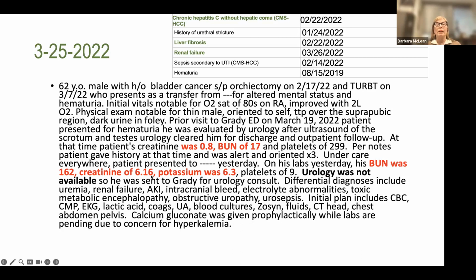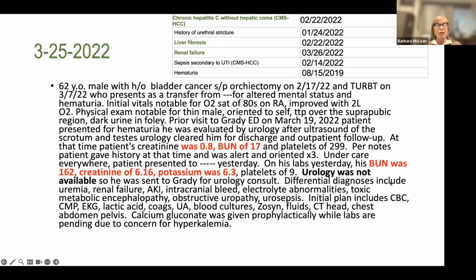Okay, in 1 week. So he has ascites, he has liver fibrosis, he has chronic hepatitis C, and he has a very short time with a very acute process going from normal renal function to very severe, profoundly abnormal kidney function. This is type 1 HRS. So here at Grady, of course, we want to look at every possible problem.